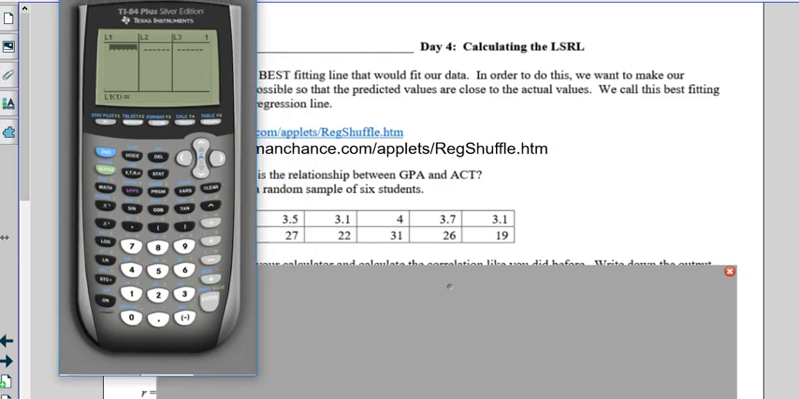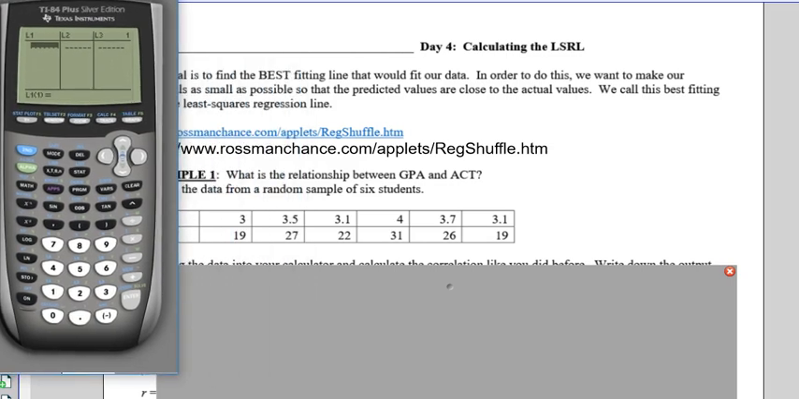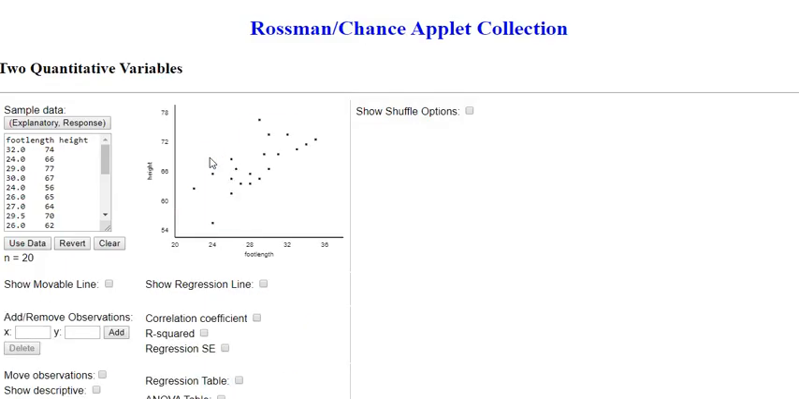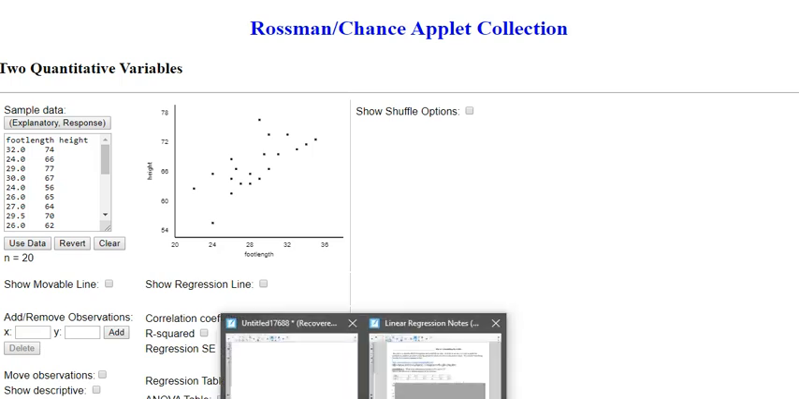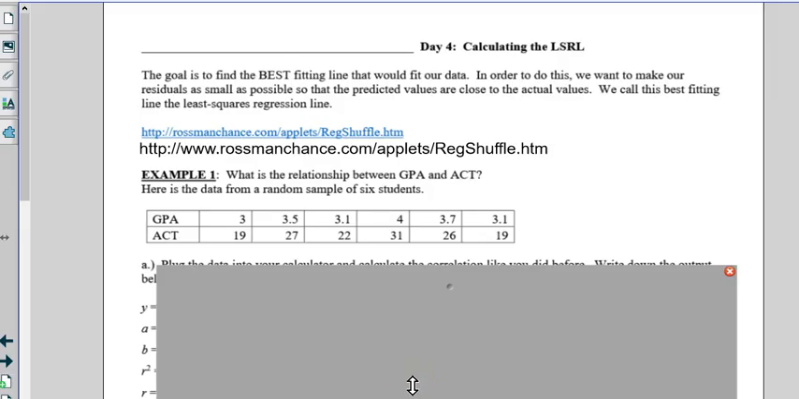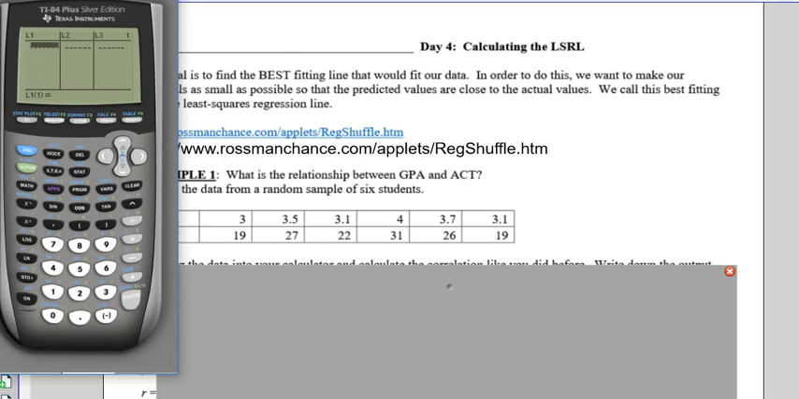So we're going to enter these numbers in. We're going to put 3, 3.5 here. 3, 3.5, 3.1. 4, 3.7, and 3.1. This is what you're going to be doing for your homework. Is this easy? Yeah. Some of you are a little bit longer, but that's all you do.